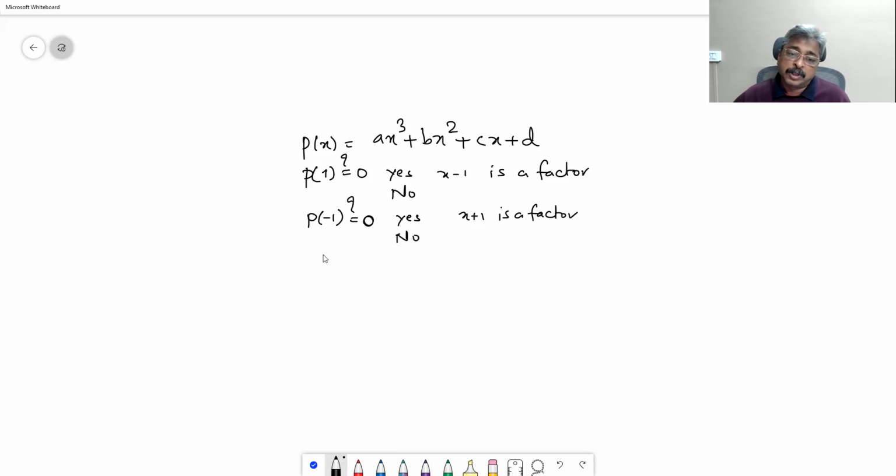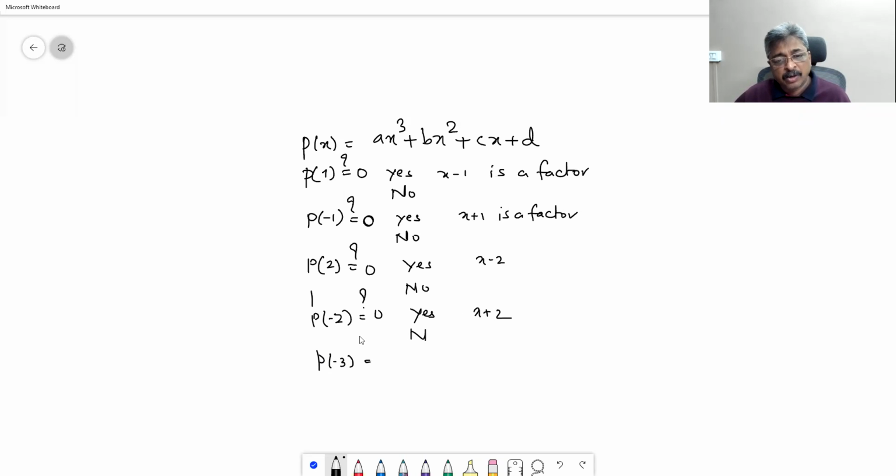No, try something else. P of 2, is this equal to 0? Yes, x minus 2 is a factor. No, P of minus 2. Yes, x plus 2 is a factor. No, P of minus 3. Yes, then x plus 3 is a factor. No, and P of 3. Yes, x minus 3 is a factor.